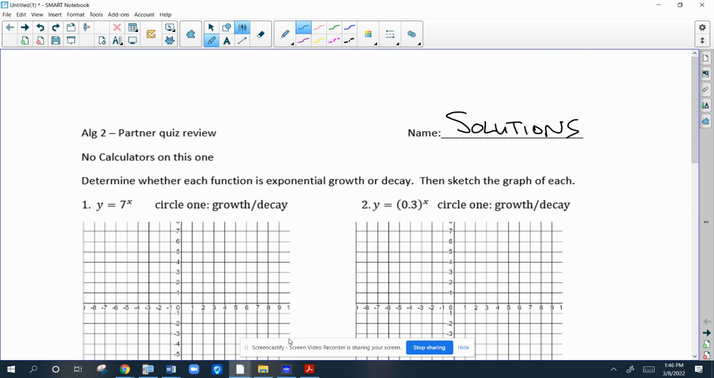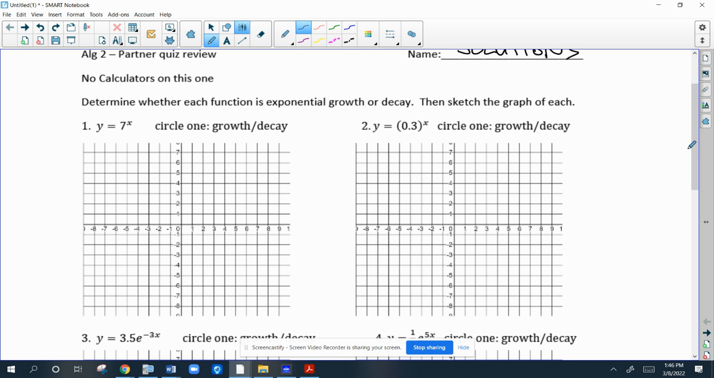All right, so here are the video solutions of the 6.1 to 6.3 quiz review. Number one is just a graph, and this is an exponential function. The base is 7, so that means exponential growth because the base is greater than 1. There's nothing multiplied by it, so it's just your normal exponential growth graph. It goes through 1 comma 0, or I'm sorry, 0 comma 1. The y-intercept is 0 comma 1.